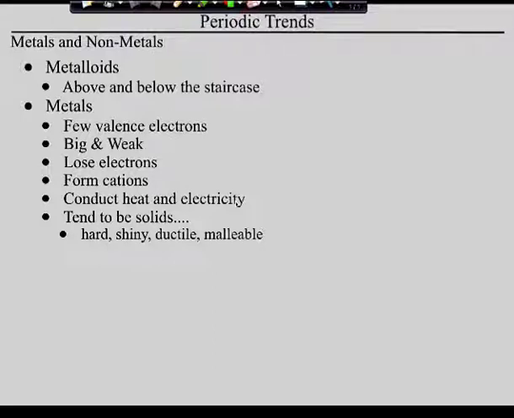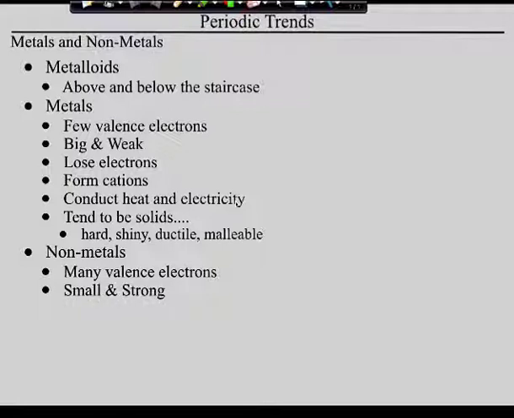All right, so you ready? Nonmetals, and we're done. Same checklist. How many valence electrons do the nonmetals have? Nonmetals, over here, they have a bunch. They got many. So what about their sizes, big or small? They're on the right, so they are small. So are they strong or weak? Strong, they're the butt kickers. So these are small and strong.